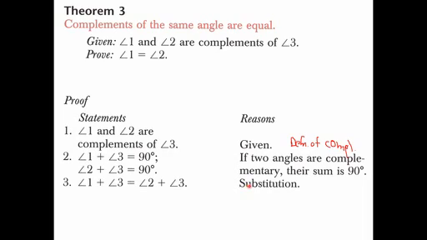Okay, so now what? Where are we going next? We're trying to get to angle 1 as angle 2. We're pretty close. Anybody smell it out? Can we go right to the prove step? Angle 1 is angle 2. We can. Compare the left side, compare the right side, and hopefully you see that we subtracted. We subtracted angle 3 from both sides. So we have proven that complements of the same angle are equal. 1 and 2 were complements of 3, and we proved they were equal.